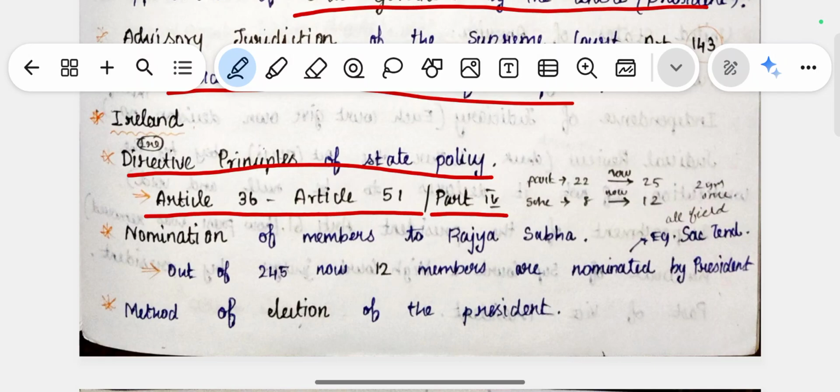The next one is the nomination of members to Rajya Sabha. For Rajya Sabha we have 245 members, out of which 12 members are nominated by the president. This is based on categories like art, literature, and so on. This type of nomination concept was taken from Ireland.